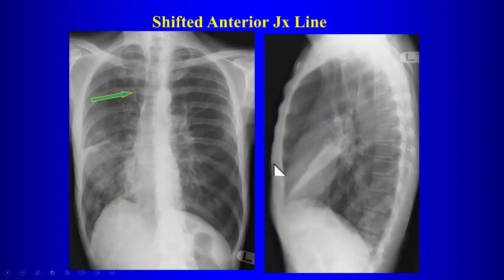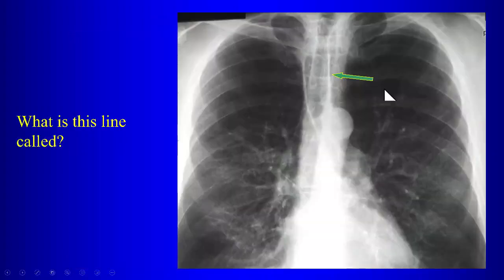So this is somebody with right middle lobe atelectasis and some shifting there of the anterior junction line. This guy over here is the posterior junction line, right. This patient, you can see the anterior junction line. Here's the posterior junction line. The posterior junction line usually extends above the clavicle, comes down, and disappears where the aortic knob is.